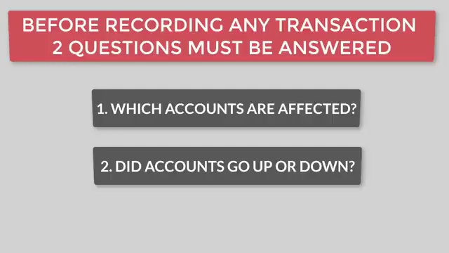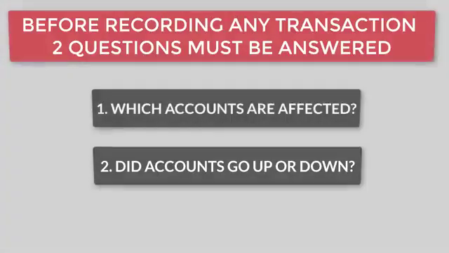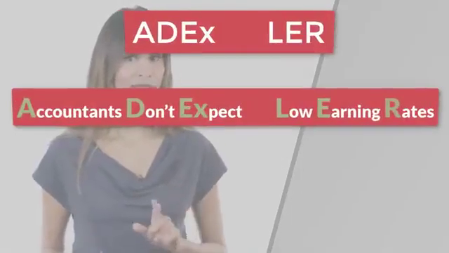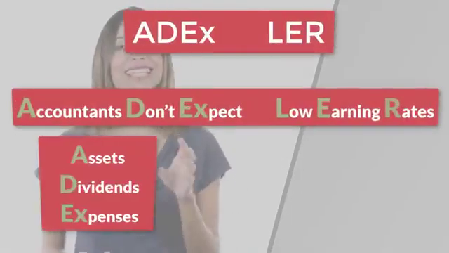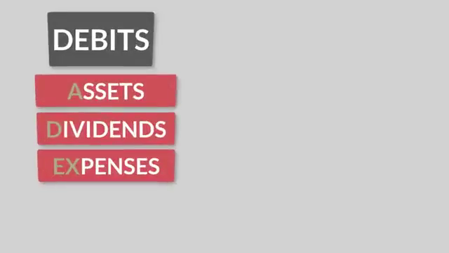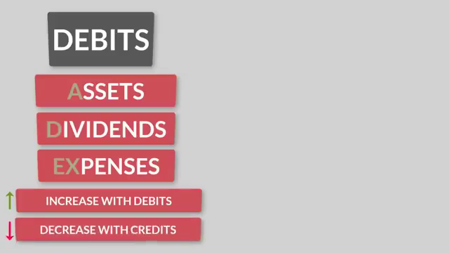We will cover this in more detail in the next video, but just so you know, in order to answer question number 2, you need to understand if an account is a debit or a credit account. If you have trouble remembering this, just think of ADEx LER. Accountants don't expect low earning rates. Assets, dividends, expenses, liabilities, equity, and revenue. ADEx are debits. The balance of these accounts increases with debits and decreases with credits.